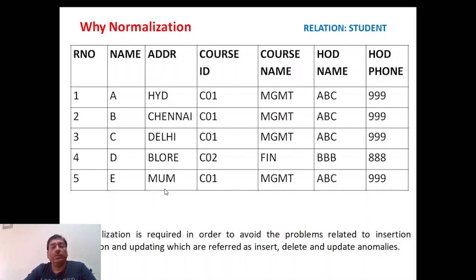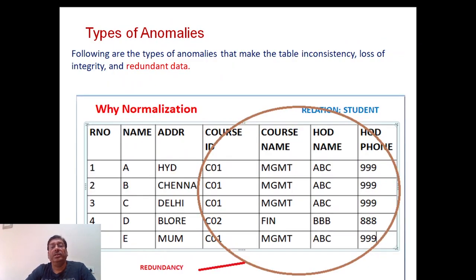As and when a student joins, as and when you want to insert the data pertaining to a student, you are supposed to enter the details of the course and the details related to the head of the department. This is where you come across a problem related to redundancy. We need to avoid this redundancy by making use of the concept of normalization. So what do we observe over here?